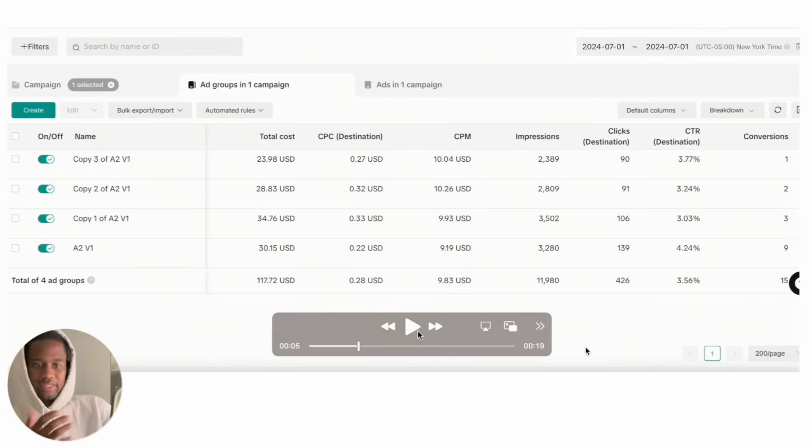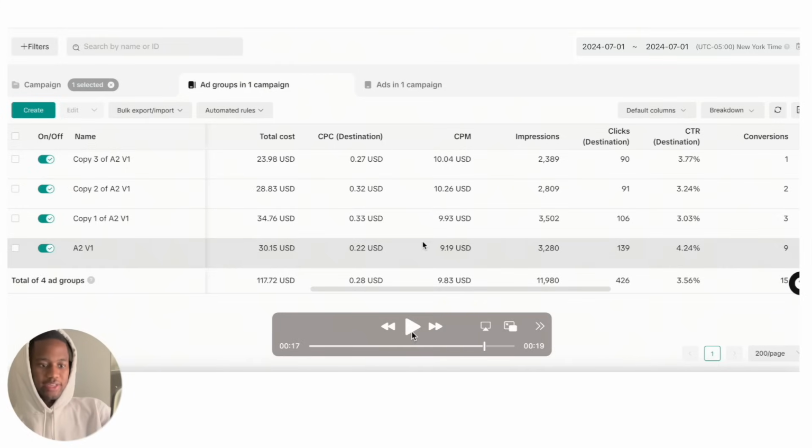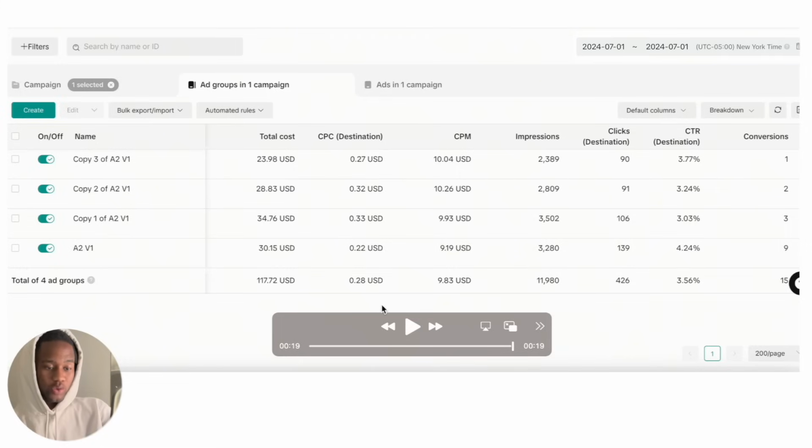But either way, look at this. This is what happens when you find a winning creative. You just duplicate the ad group, give it money, and you keep spending. This is halfway. I think we spent about $200 at the end of the day. I don't know if I took a screen recording at the end of the day, but that's literally it. This is all we did.